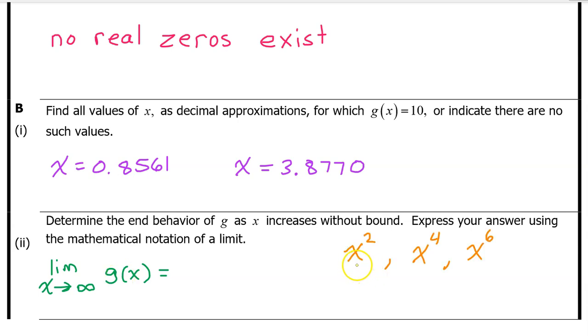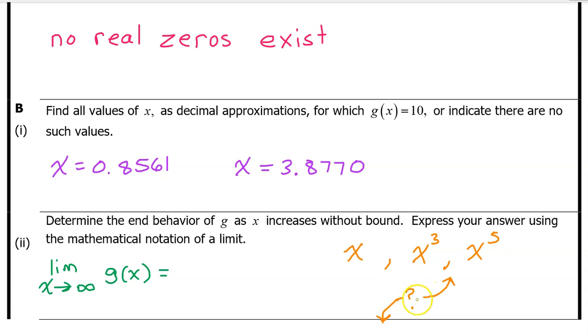When a function has even degree, like x squared, x to the fourth power, or x to the sixth power, the end behavior is the same on both sides, like positive infinity on the left and positive infinity on the right. If the leading coefficient is negative, then both ends are pointing down. So the limit would equal negative infinity on the left and the right. When a polynomial has odd degree, the end behavior is positive infinity on one side and negative infinity on the other side. And specifically, if the leading coefficient is positive, it's like this.